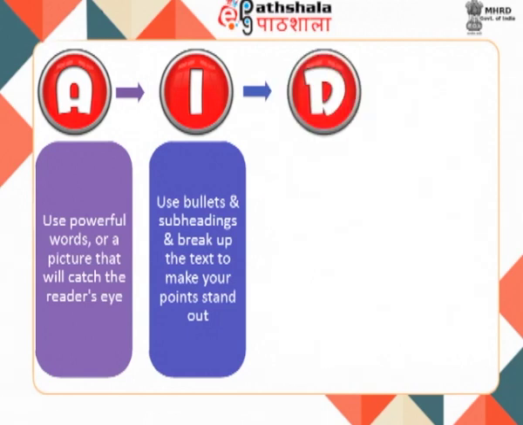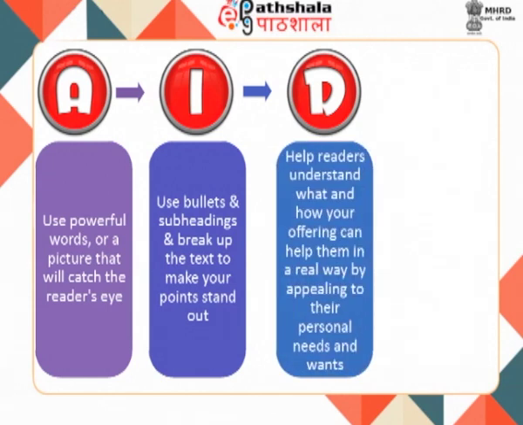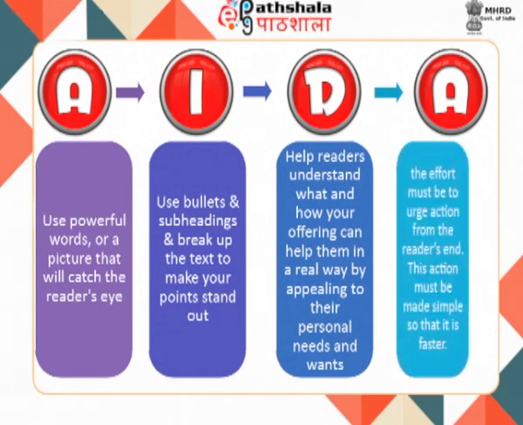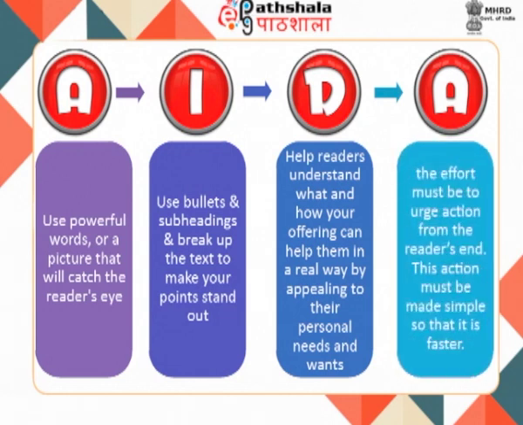Third, desire. The interest and desire parts of AIDA go hand in hand. As you are building the reader's interest, you also need to help them understand how what you are offering can help them in a real way. The main way of doing this is by appealing to their personal needs and wants. Action. The whole purpose will be defeated if the reader does not respond as intended. Therefore, the effort must be to urge an action from the reader's end. This action must be made simple so that it is faster.